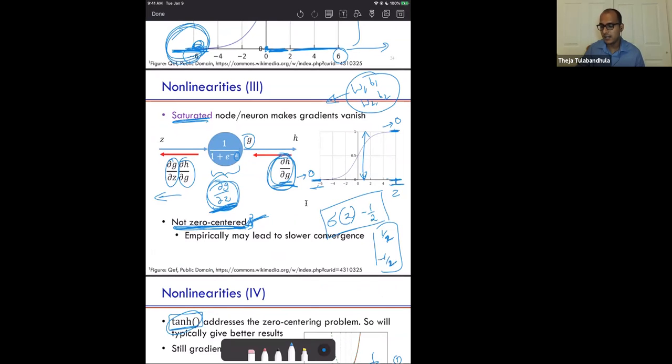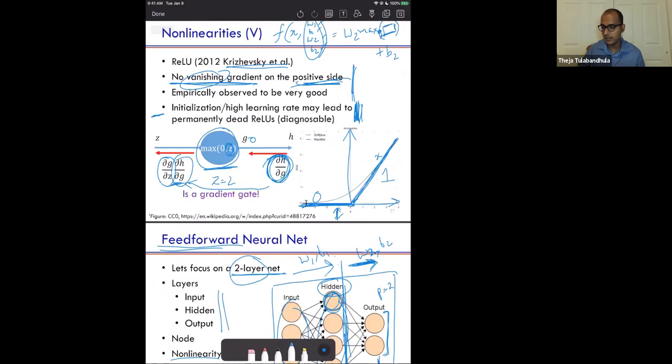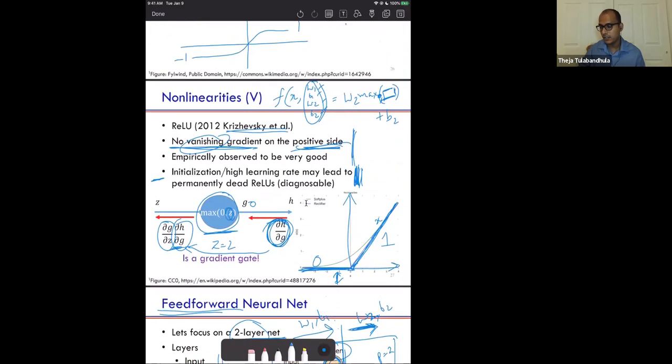For example, the same thing on the ReLU nonlinearity. If the input is really large, the gradient is still passed back on the positive side. Except on the negative side, whatever the current value of z is, if it's negative, no gradient is passed back. So these are different properties exhibited by different functions.